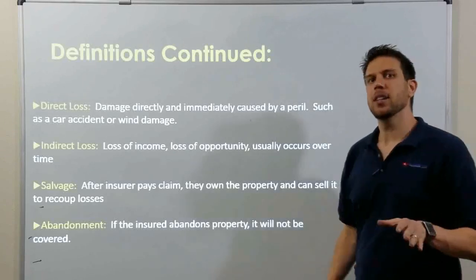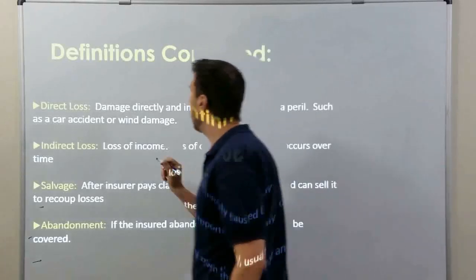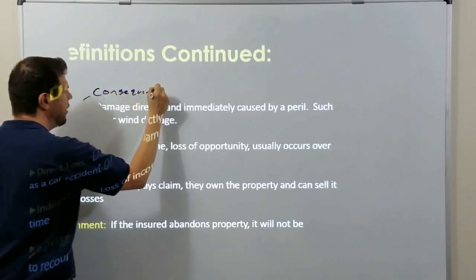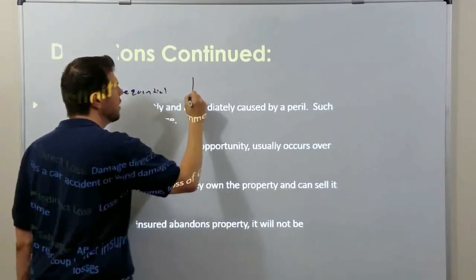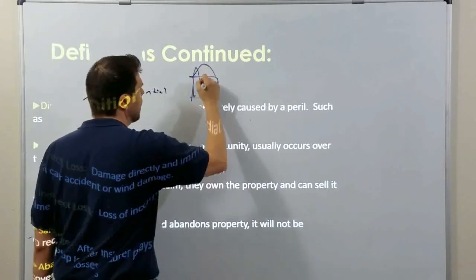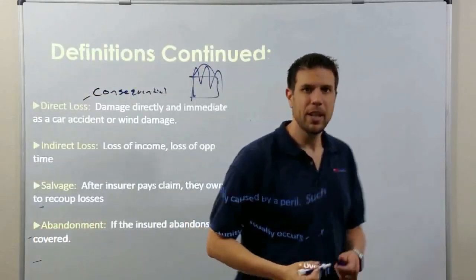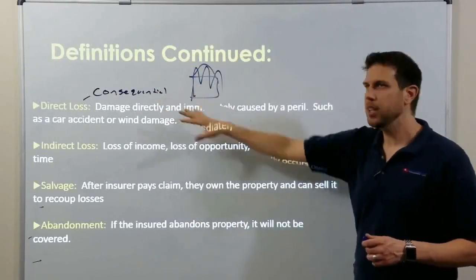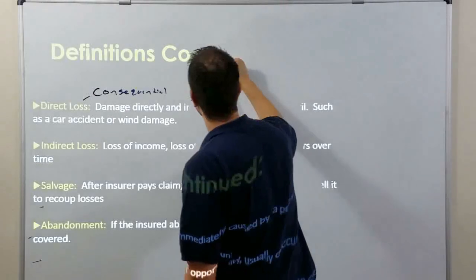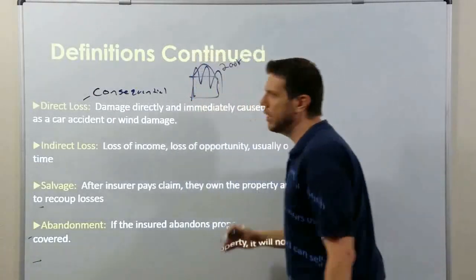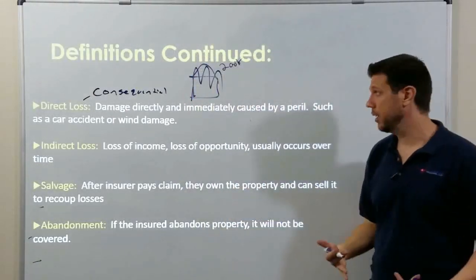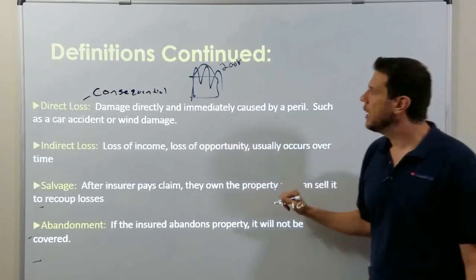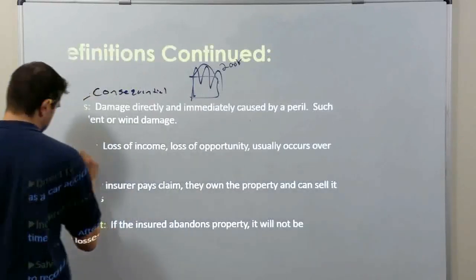A direct loss on your test is a consequential loss. A direct loss on your test is like a house that burns down by a fire. The fire directly caused the damage to the house. Direct losses are things that occur today and you get paid for relatively quickly. An indirect loss is known as an inconsequential loss.